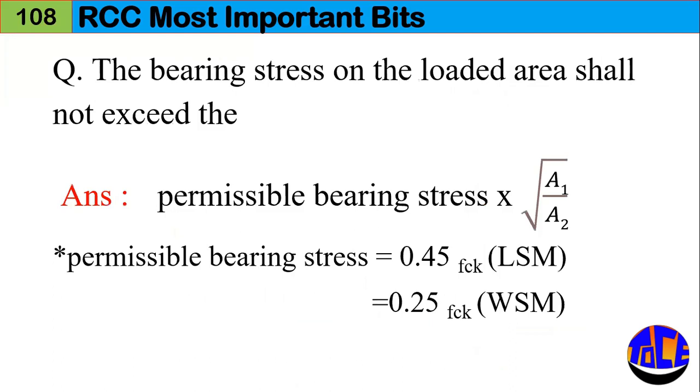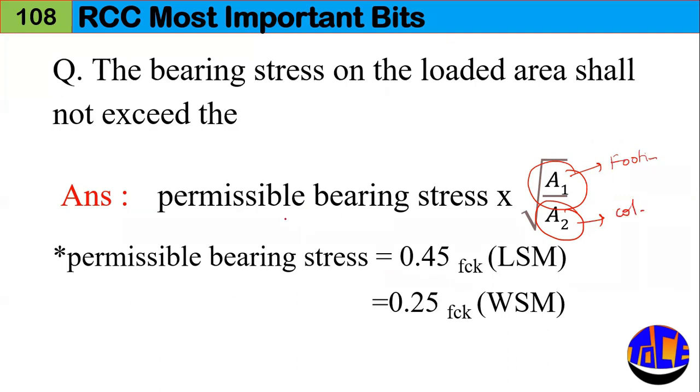Question number 108. The bearing stress on the loaded area shall not exceed the permissible bearing stress into under root A1 by A2. So this A1 will be the area of footing, and A2 will be the area of bearing, that is your column area. Usually the column area will be taken. Footing and column.